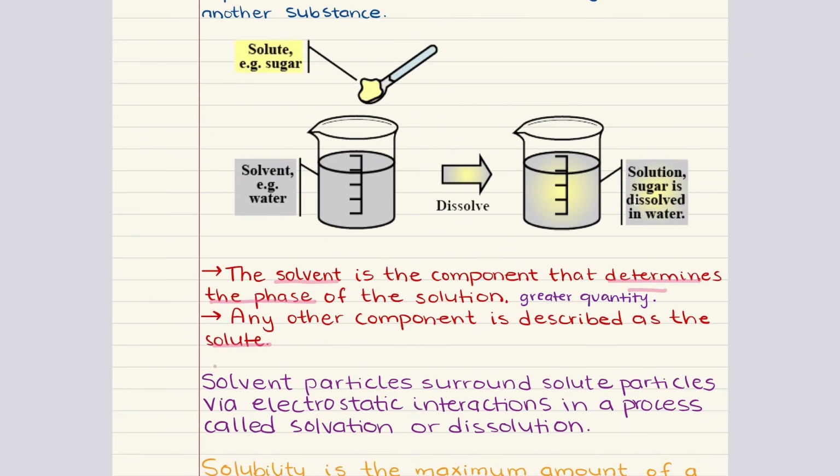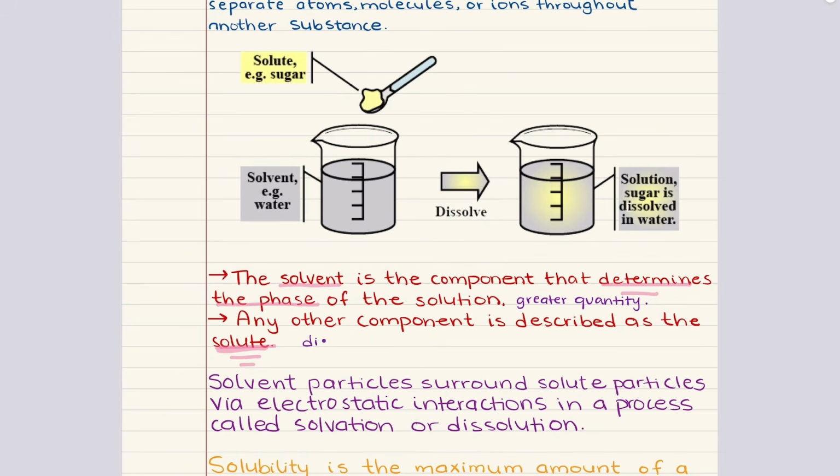The solute, on the other hand, is any substance that is being dissolved into the solvent. It might be an ion, a molecule, or even a single atom, depending on the context. No matter its form, the solute is the component that's present in a smaller amount, and it is the one that becomes distributed throughout the solvent.